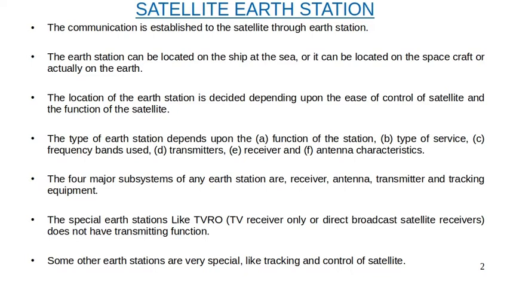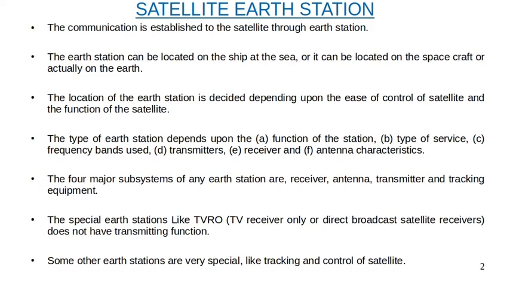The location of the earth station is decided depending upon the ease of control of the satellite and the function of the satellite. There are different types of earth stations, and these classifications are based upon factors like the function of the station, type of service, the frequency bands used, the transmitters used, the receivers used, and the antenna characteristics.